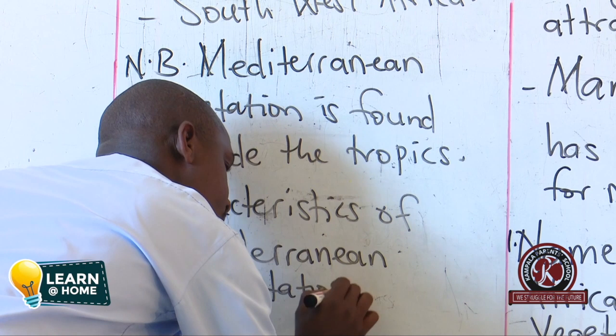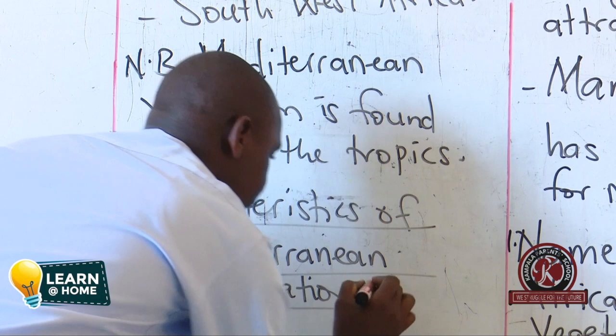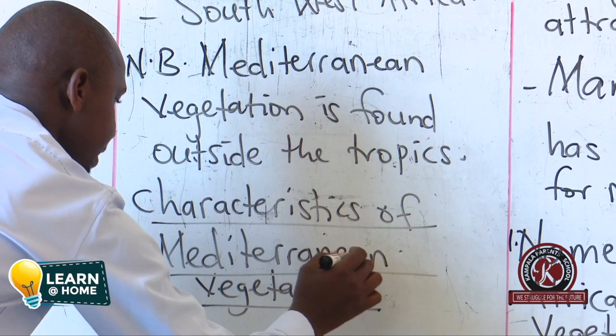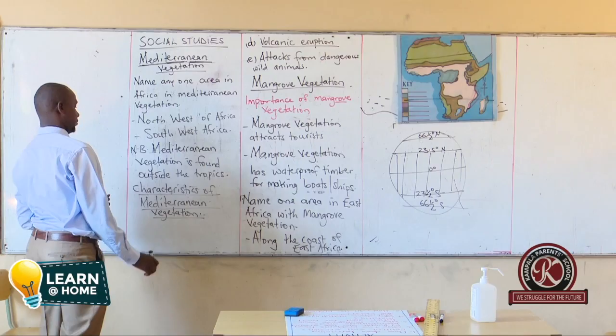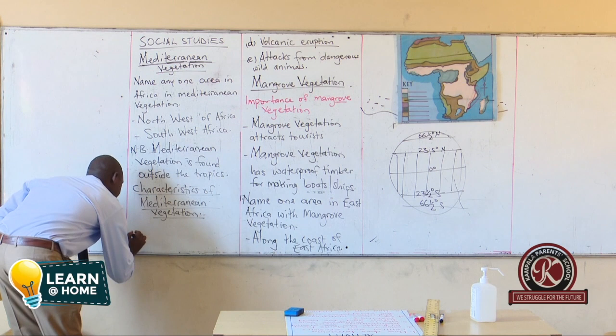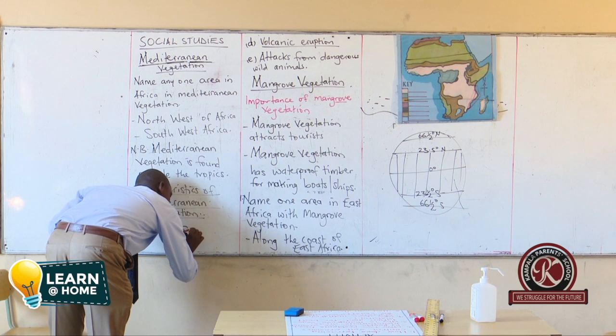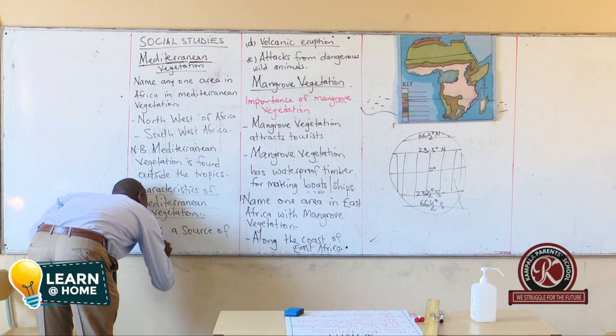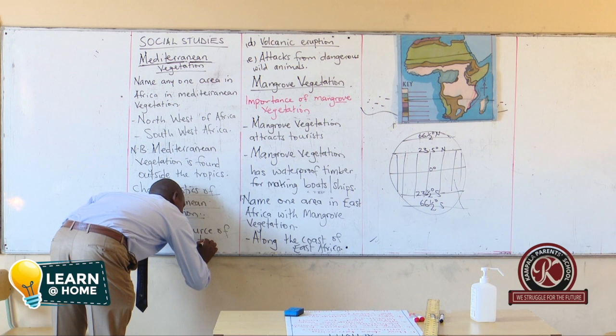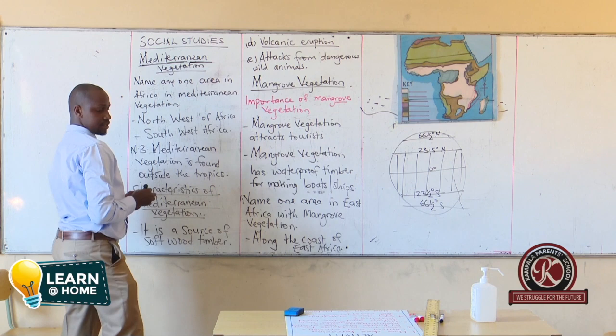Characteristics of Mediterranean vegetation. Yes, James, tell us the answer. James is saying the vegetation is a source of softwood timber. So we are saying it is a source of softwood timber. We gave a reason why: it grows in areas of low temperature.